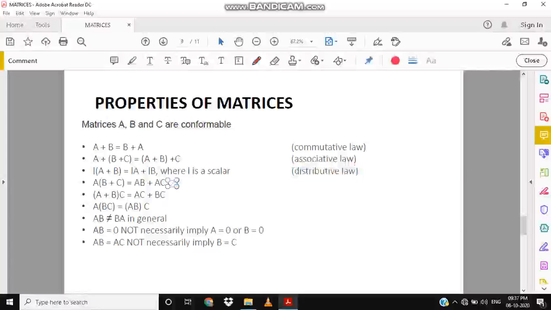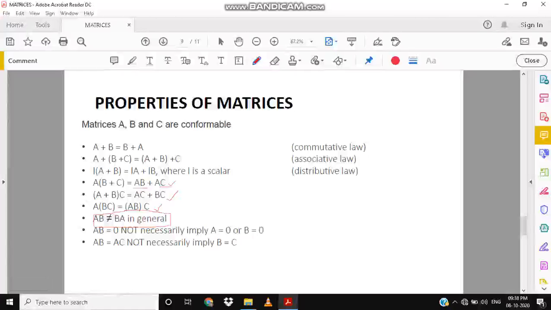We just multiply A with B matrix and again A with C matrix. Okay. Here, the second one is A plus B into C. Again you simply multiply C matrix with both A and B matrices. Another one is A into BC is equal to AB into C. And here comes the previous one which we just learned, that AB is not equal to BA in general.